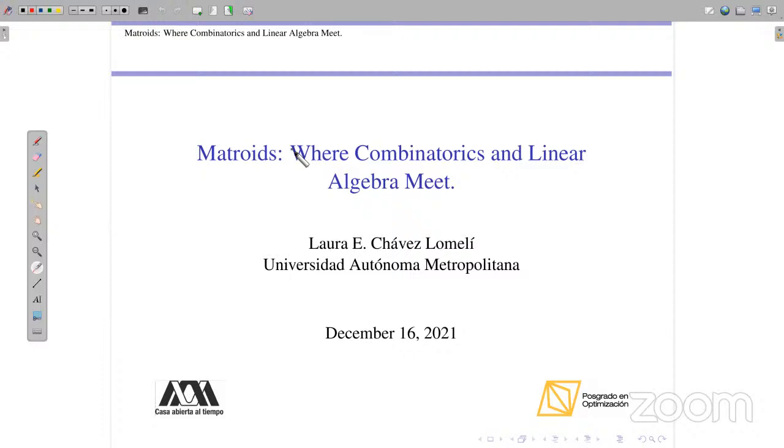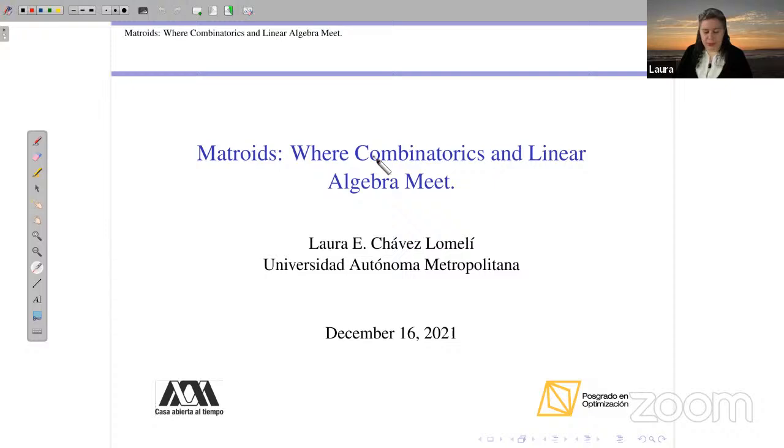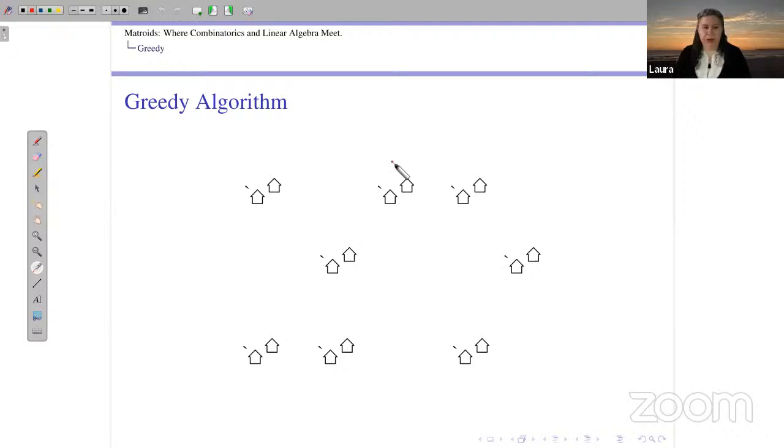So, yes, I want to talk about these mathematical structures that live in this intersection of combinatorics and linear algebra. And I think that they are very, very interesting. But I want to introduce them through this real life problem. Imagine that you have some villages that you want to connect. And by that, I mean, you want to build roads between them so that anyone can visit their friends, no matter where they live.